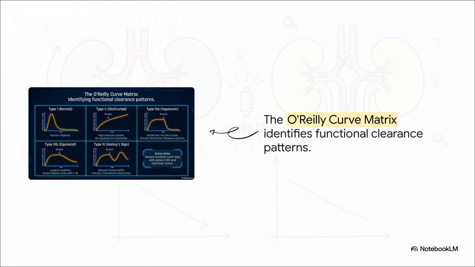These different washout speeds map directly onto what's known as the O'Reilly curve matrix, which basically identifies distinct functional clearance patterns. A type 1 curve is a beautiful, normal, prompt washout. Compare that to a type 2 curve, that's a high-pressure, obstructed system that just completely ignores the diuretic. The activity just keeps climbing and climbing. The matrix also maps out patterns for dilated but not obstructed hypotonic systems, equivocal responses, and even intermittent obstructions that give you this weird double hump shape.